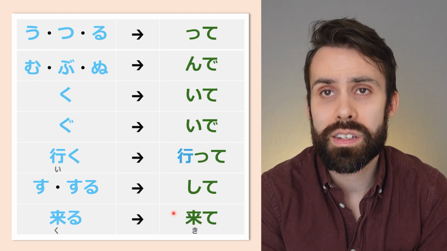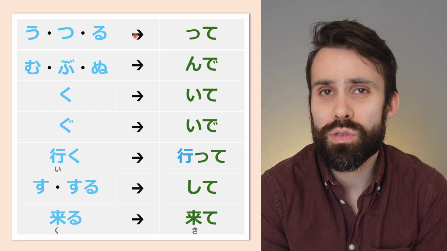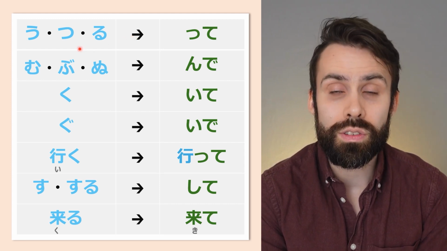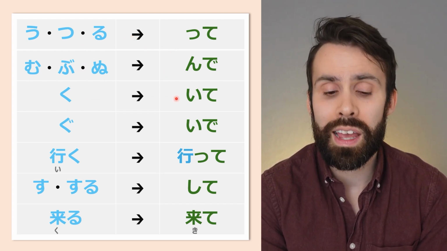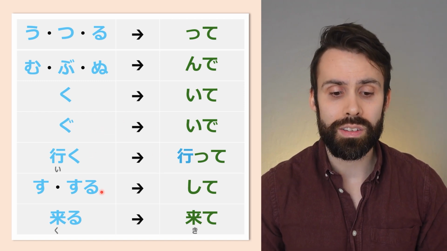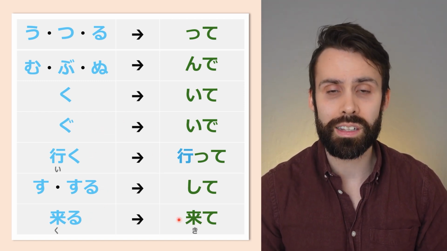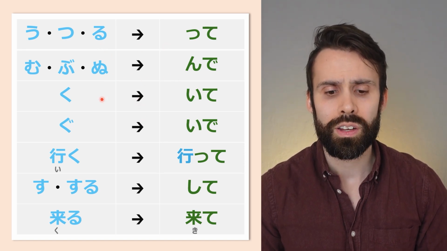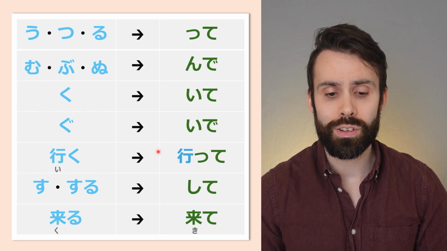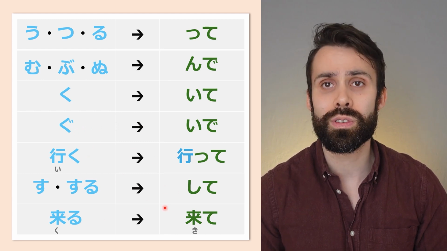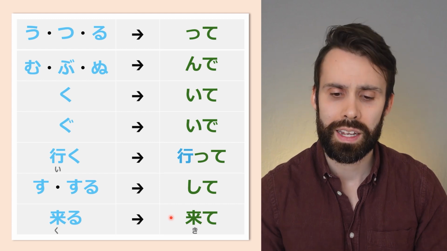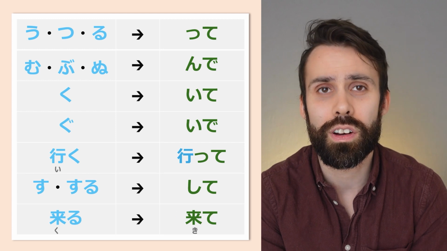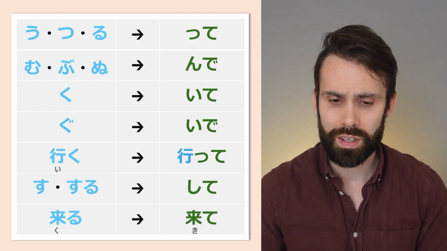And one way to memorize this is through the magic of music. So you could memorize this song, for example: u tsu ru tte, mu bu nu nde, ku ite, gu ide, iku itte, su shite, kuru kite. Let's do that one more time. If you memorize something like that, you will never forget how the ending of a verb is changed into the te form.